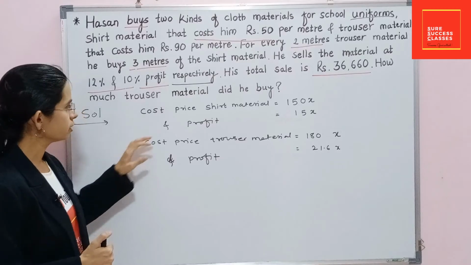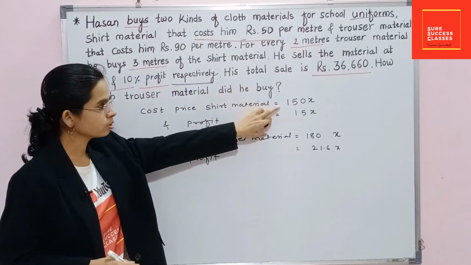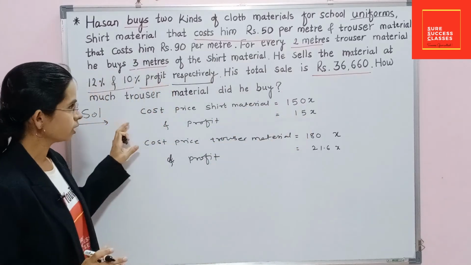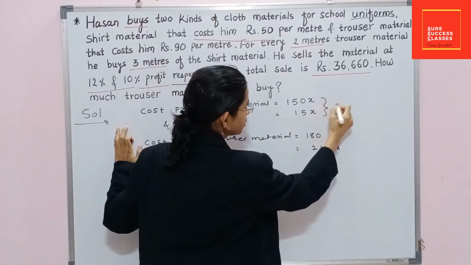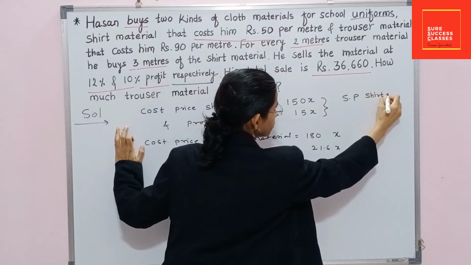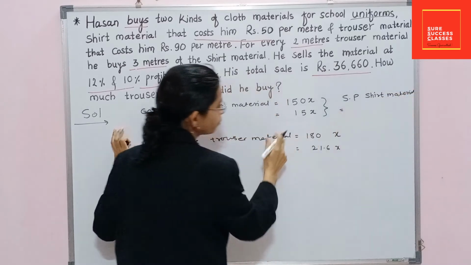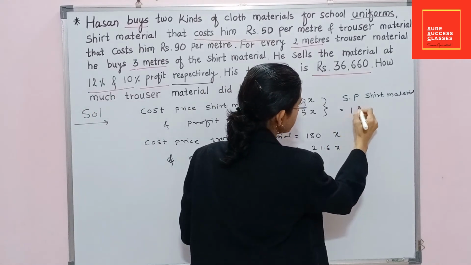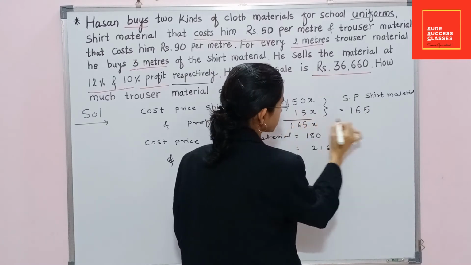We have calculated profit on cost price, and when we add these two figures, we will get the selling price of shirt material. Here it will be shirt material. It is equal to 150 plus 15. It is equal to 165x.